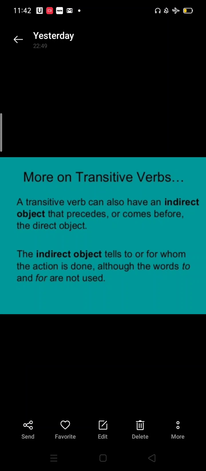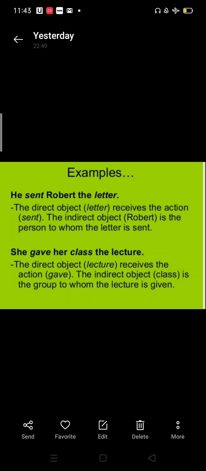More on transitive verbs. A transitive verb can also have an indirect object that precedes, or comes before, the direct object. A sentence may have two objects, direct and indirect, and a transitive verb can include both. The indirect object tells to or for whom the action is done, although the words to and for are not used. We can understand through these examples.